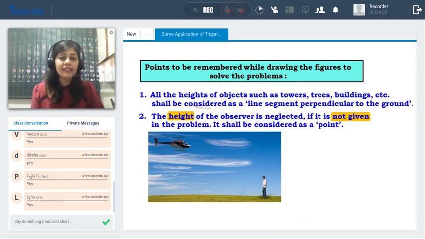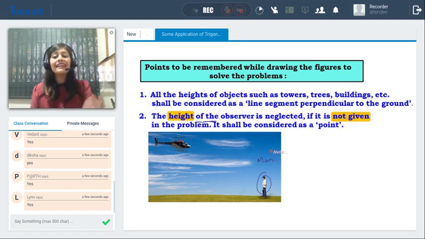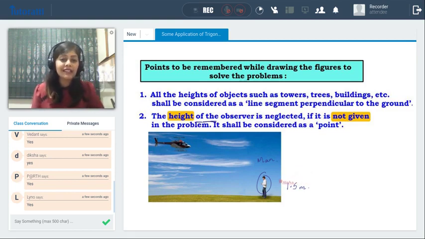Now, next important point is height of the observer. In this case, the observer is the man out here. Yes, height of the observer is going to be neglected unless it is specifically given. So, unless they tell you that the height of the man is 1.5 meters, we're going to neglect this height. Why? Students, if you observe, we are talking about extremely tall structures, right? Say, for example, the distance of this helicopter from the earth. That's going to be a huge distance. It's going to be in kilometers. So, definitely, we can neglect this 1.5 meters, right?